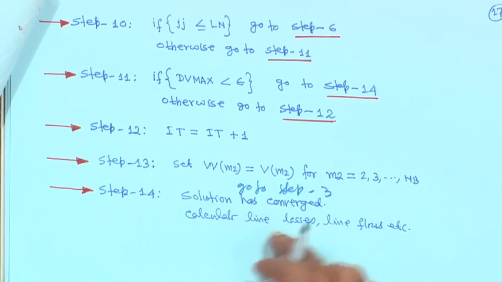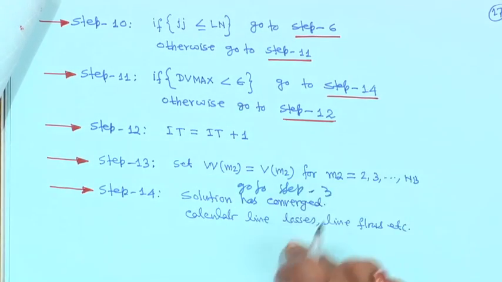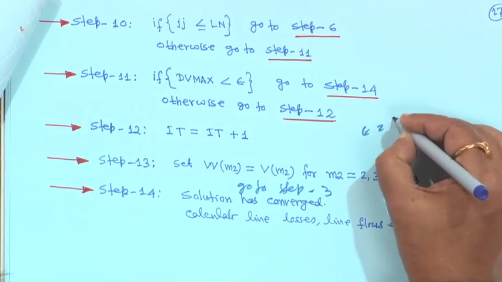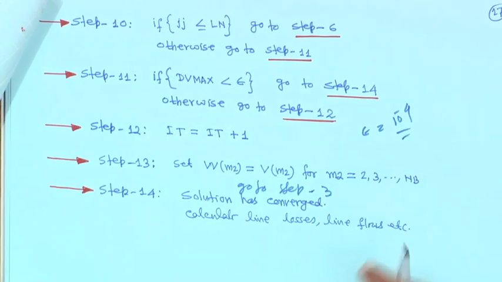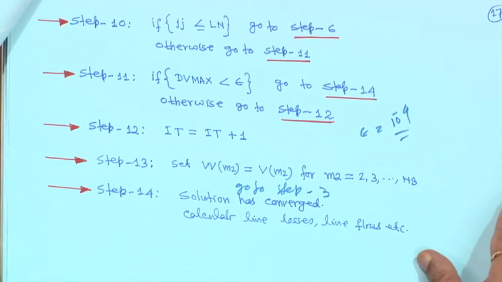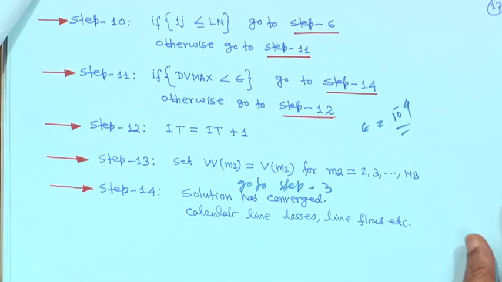So in step 4, if it is less than epsilon, where epsilon is some value, say 10 to the power minus 4, then the solution has converged. So this is actually your algorithm.